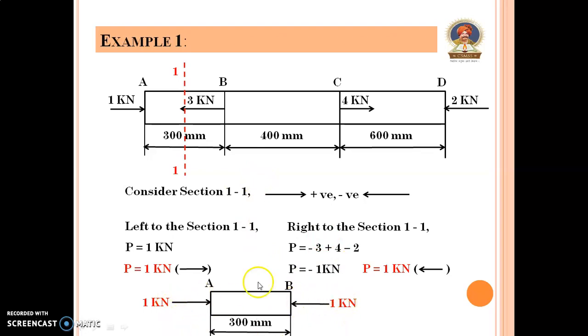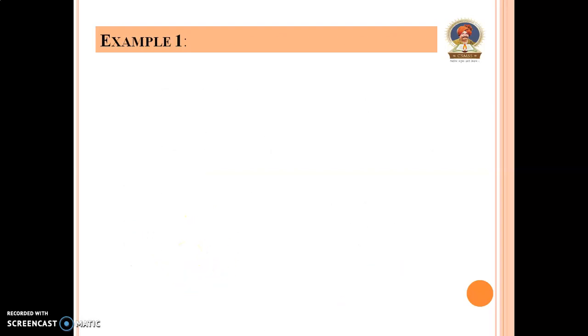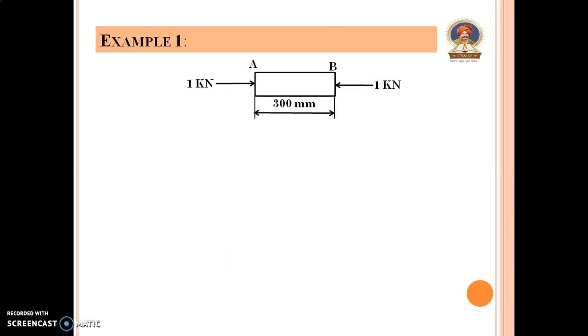So which type of force acts on that body? The compressive type of force acts on that body. We know that equal and opposite forces act on the body. The compressive force indicates a negative sign. So here once again we have drawn the diagram. Now P is equal to minus 1 kilonewton because this is the compressive type of force acting on the body. So this kilonewton is converted into Newton, that is minus 1 into 10 raised to 3 Newton.